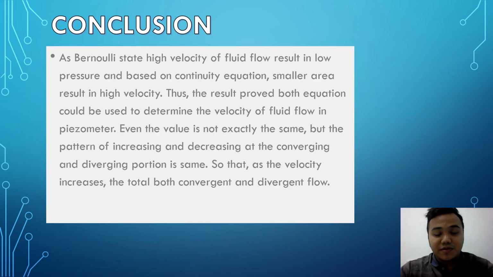The last part of the presentation is the conclusion. As stated, high velocity of fluid flow results in low pressure, and based on the continuity equation, a smaller area results in high velocity. Thus, the results prove that both equations could be used to determine the velocity of fluid flow in a piezometer. Even though the values are not exactly the same, the pattern of increasing and decreasing at the converging and diverging portions is the same.